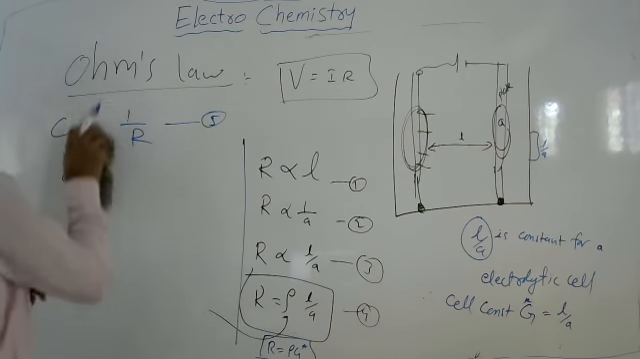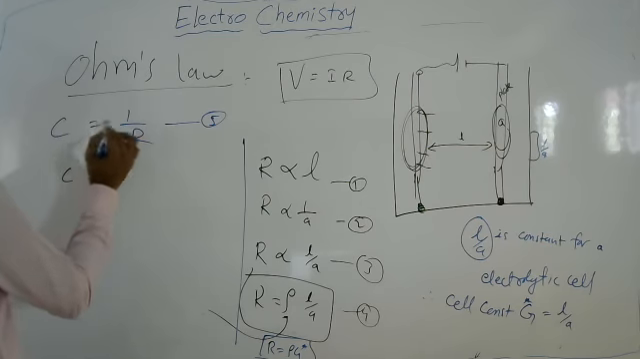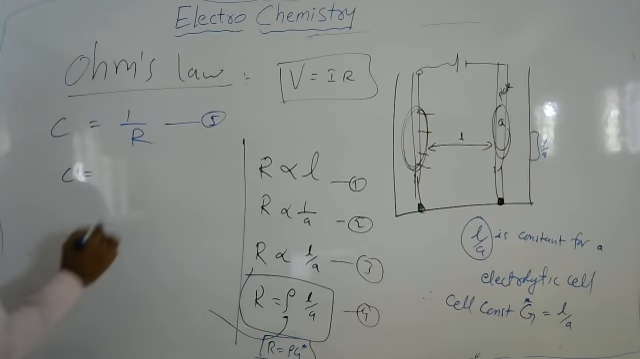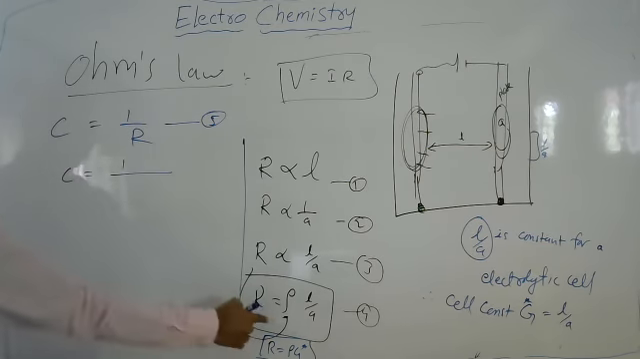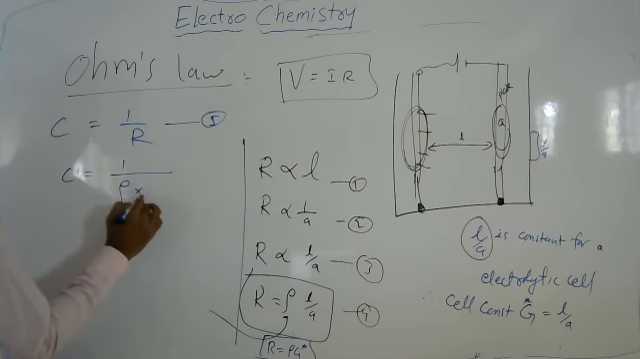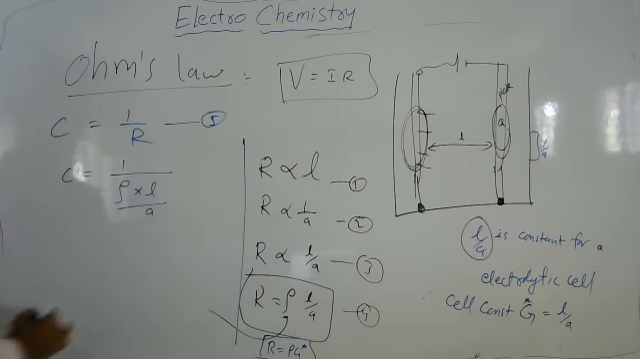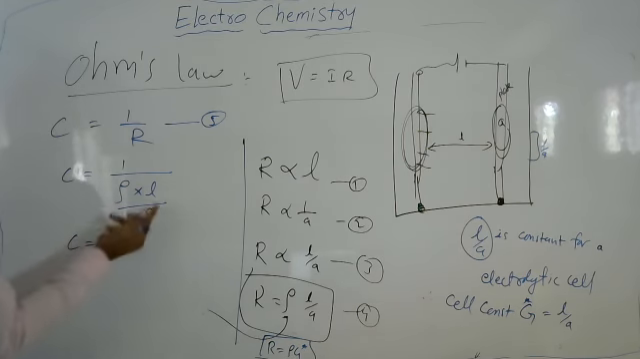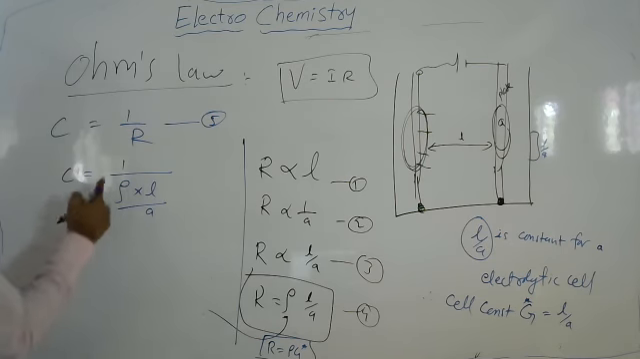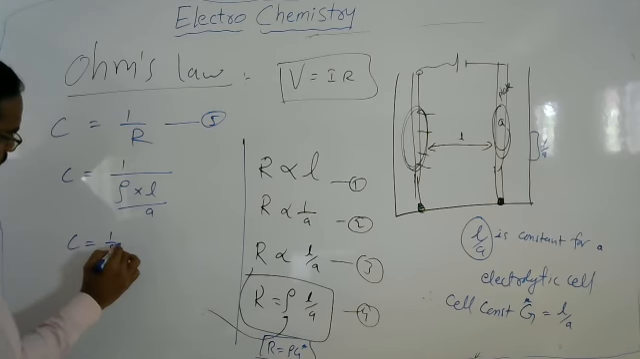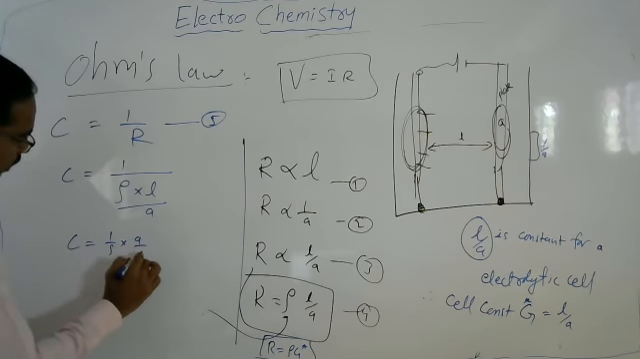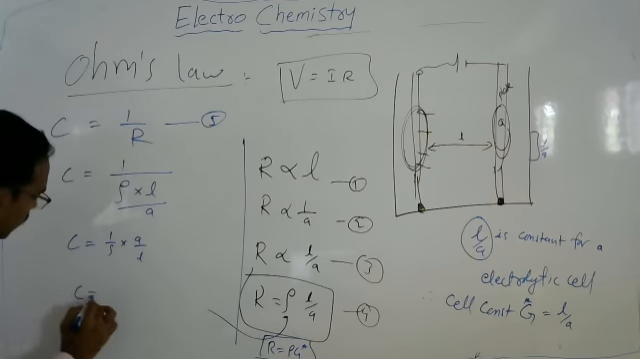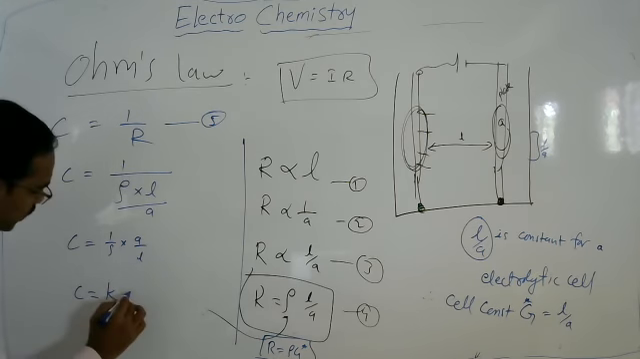Sorry, it's not directly proportional. See, C equal to 1 by R. C equal to 1 by rho into L upon A. Then this A will go up. Here 1 by rho is there. I will write 1 by rho into A by L. So C equal small k into A by L.